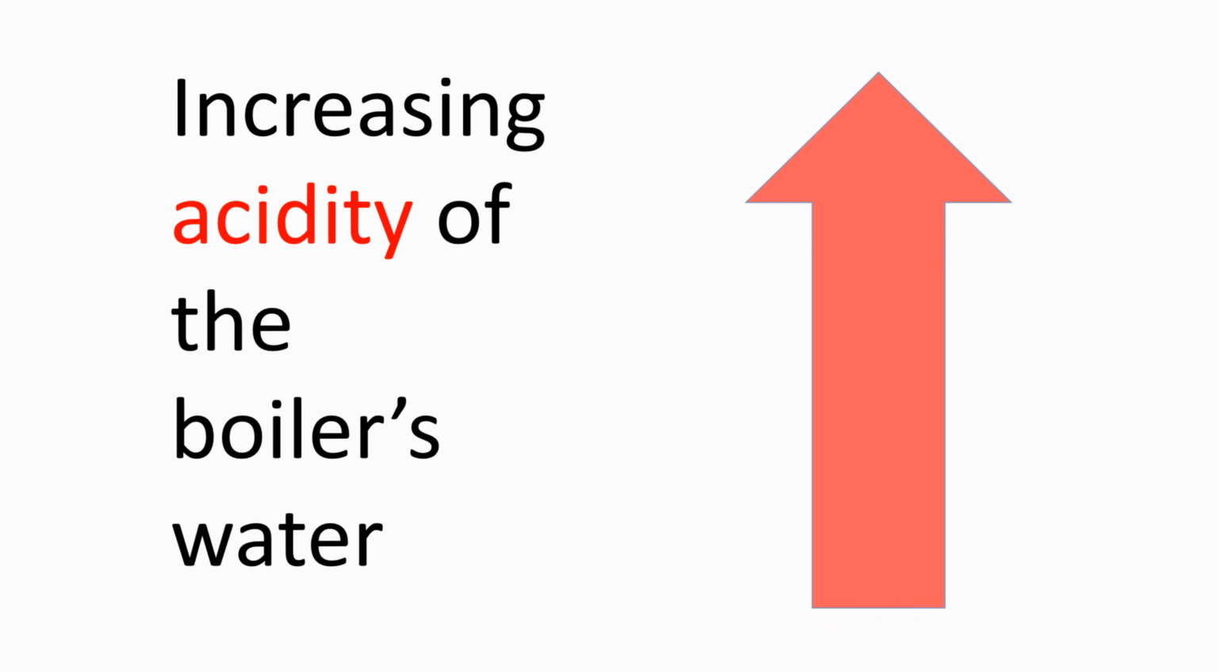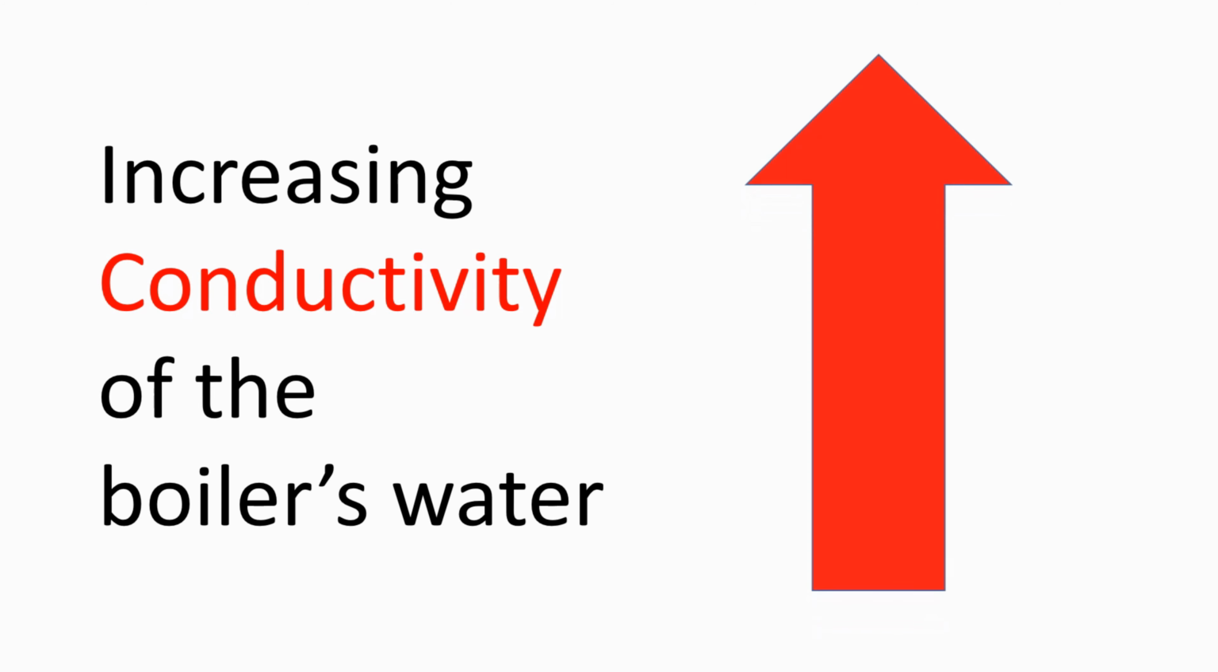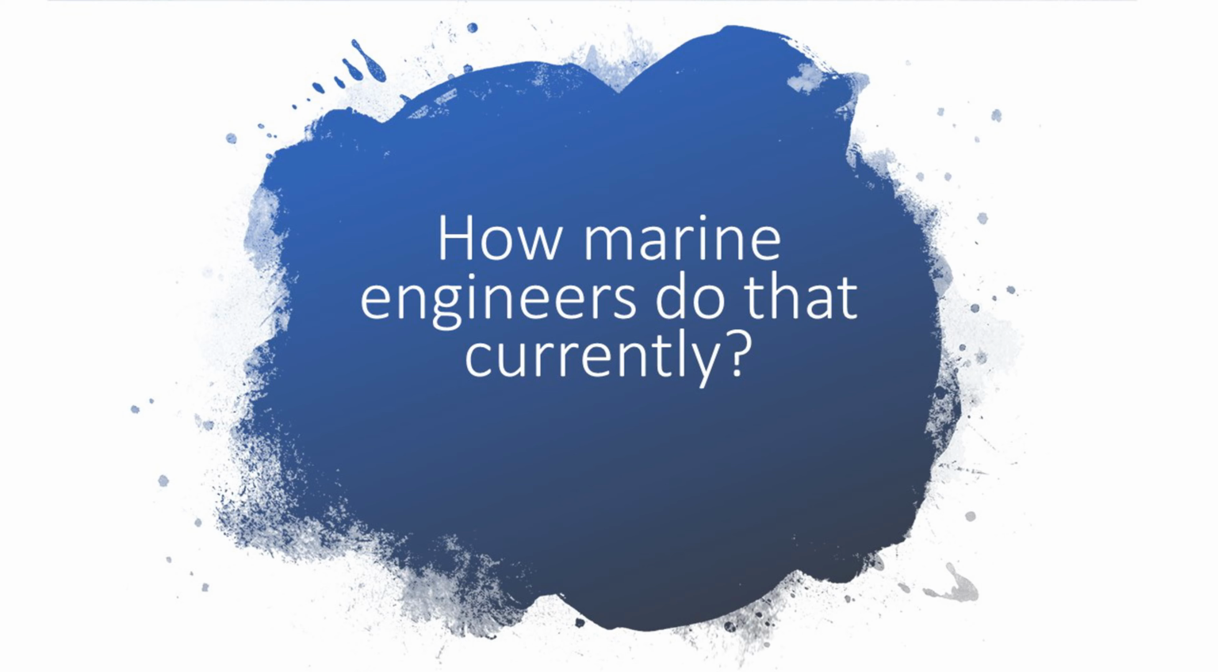First, the acidity of the water in the boiler increases, so the pH value decreases. And an increase in the iron concentration of the water is the second main reason we consider. These treatments are done by the marine engineers who are allocated to work on this process. How do marine engineers do that currently? Let's see.